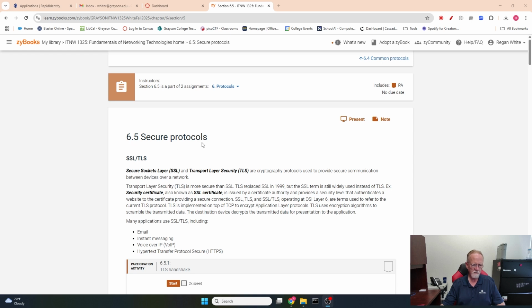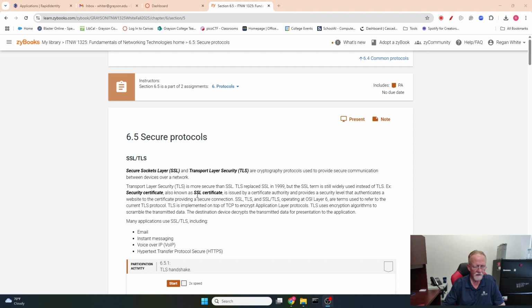SSL, TLS. Most people have heard of that, even if they don't really understand what it is. It is pretty ubiquitous as far as the internet is concerned. These are cryptography protocols used to provide a secure communication environment between devices. TLS, Transport Layer Security, is more secure than SSL. In fact, SSL has actually been broken. TLS replaced SSL in 1999, but SSL is usually still used as the term. Nobody says TLS, everybody just says SSL.